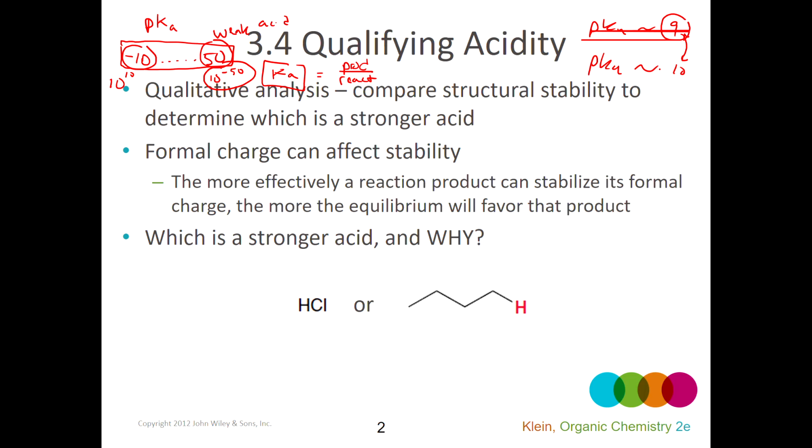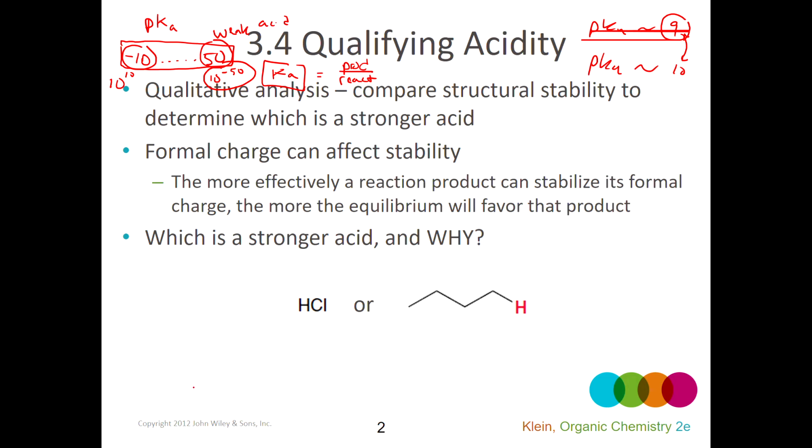So today, though, we're going to focus on how to judge the strength of an acid qualitatively by looking at the structure of the molecule. So we want to be able to recognize which features on a molecule affect its stability when it has a charge, and that's going to affect how likely it is to take on a charge or alleviate a charge in an acid-base reaction, right?